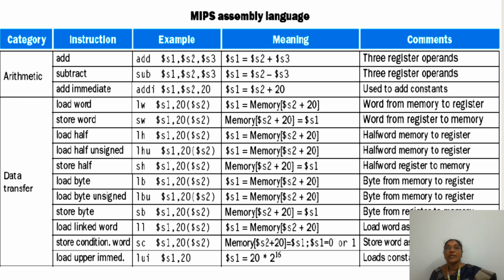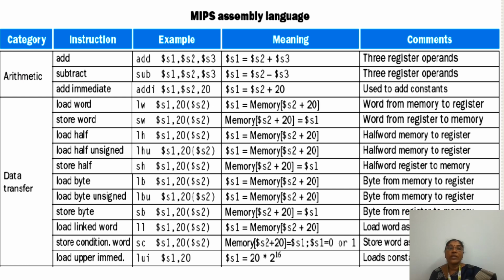Similarly, see here the data content from this memory address location is transferred to S1, whereas for the store word we are going to load the content from the register into the memory. That is, from that register S1, the content is stored onto the location that is specified by 20 of $S2. So this is 32 bits. The word is of length 32 bit, and hence we are using load word and then store word.